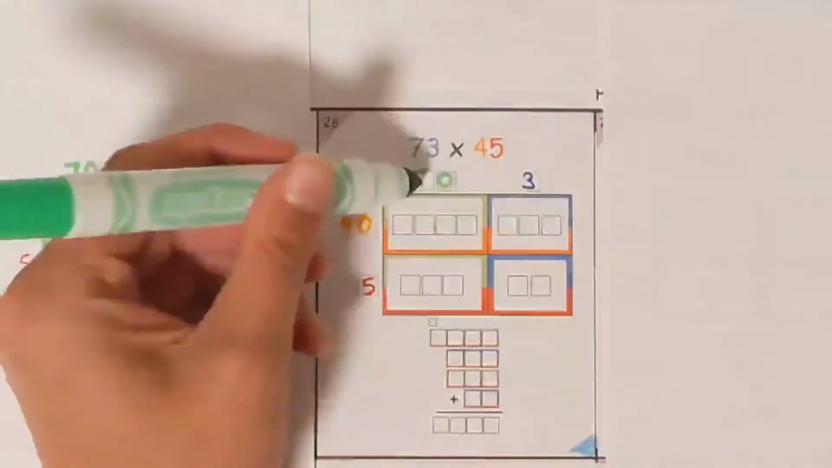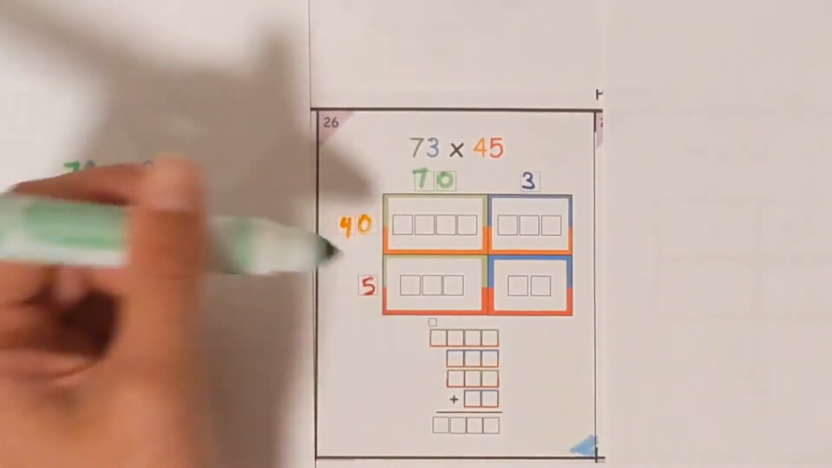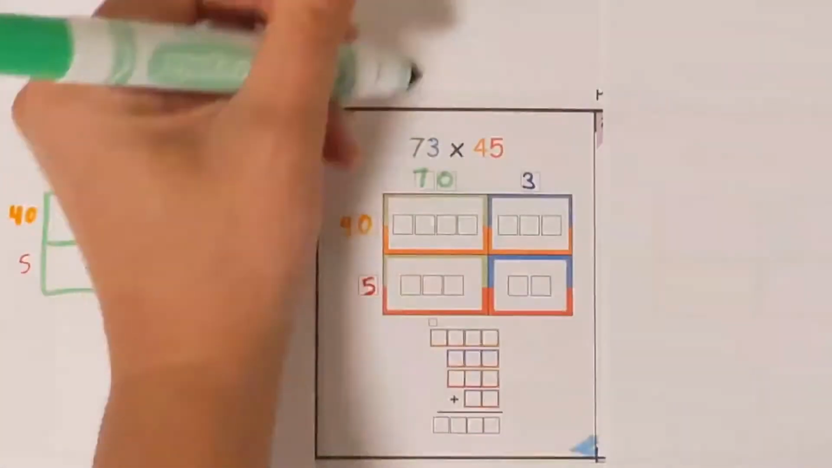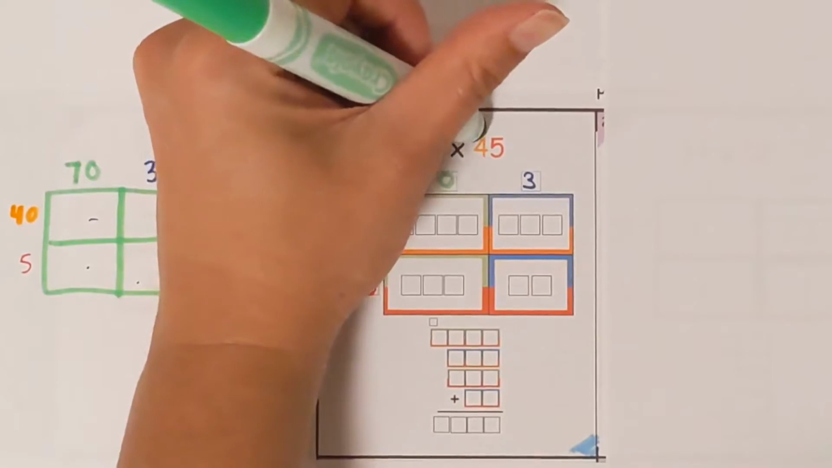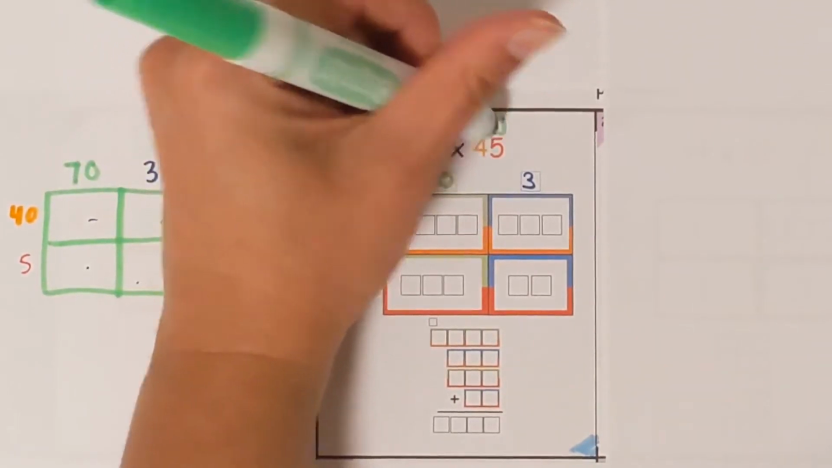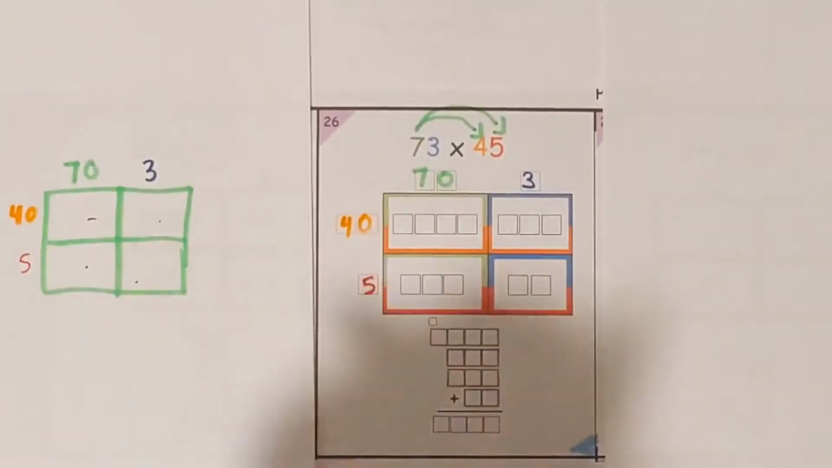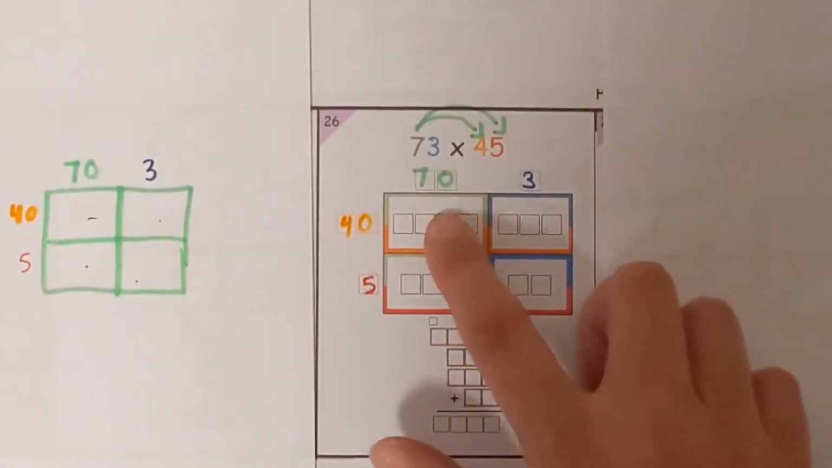So this is the green column. I'm going to do green versus orange and then green versus red. Or in other words, I'm going to do 70 times 40 and 70 times 5. And then I'll be done with the 70. So let's do this box first.